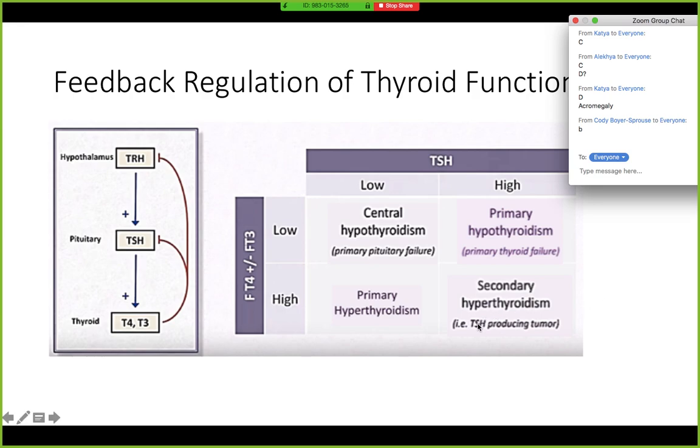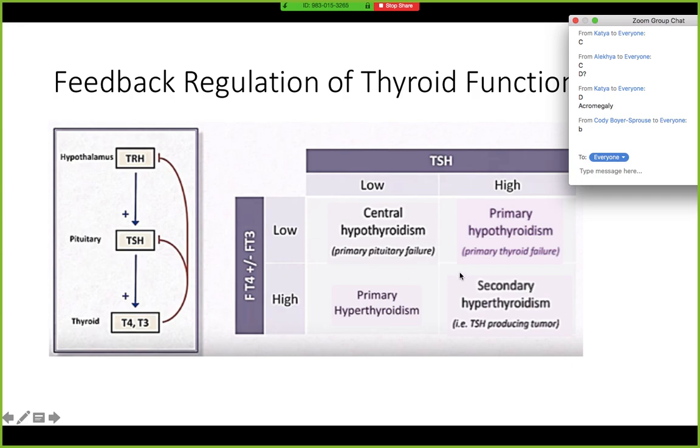And then in secondary hyperthyroidism, you have a TSH producing tumor. So you'll have high TSH and then high T3, T4. And then because it's a tumor, even though you have feedback inhibition of the T3 and T4 on the pituitary, it has minimal effect. And that's because you have a TSH producing tumor.